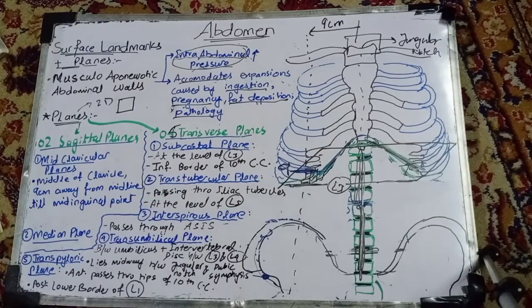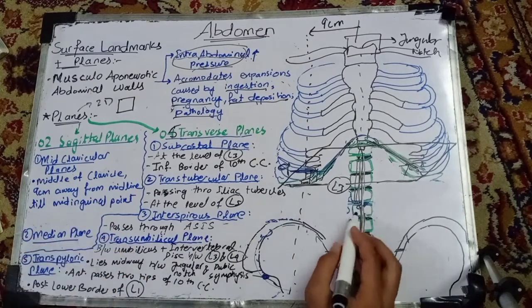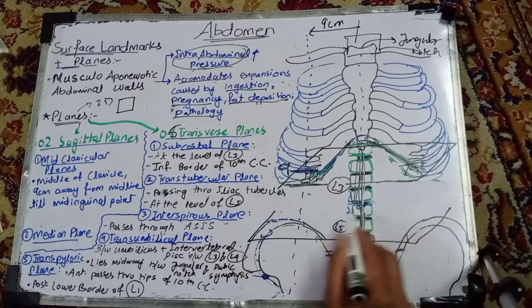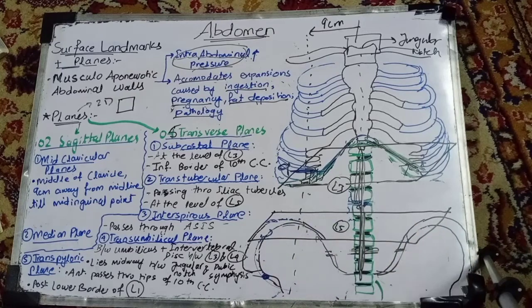Now the transtubercular plane is passing through the iliac tubercles. Remember, it's not the pubic tubercle, it's the iliac tubercles at the level of the L5 vertebra. So if we mark the L5 vertebra here, this will be the transtubercular plane.